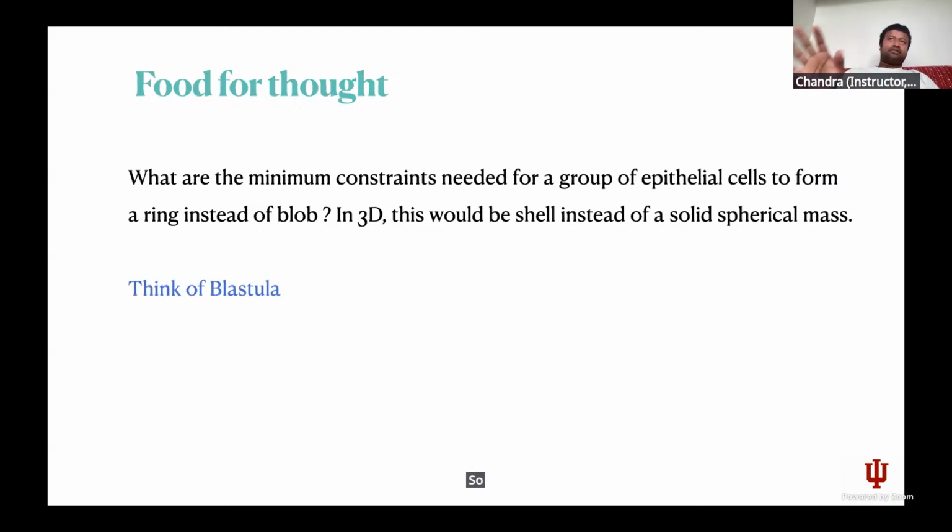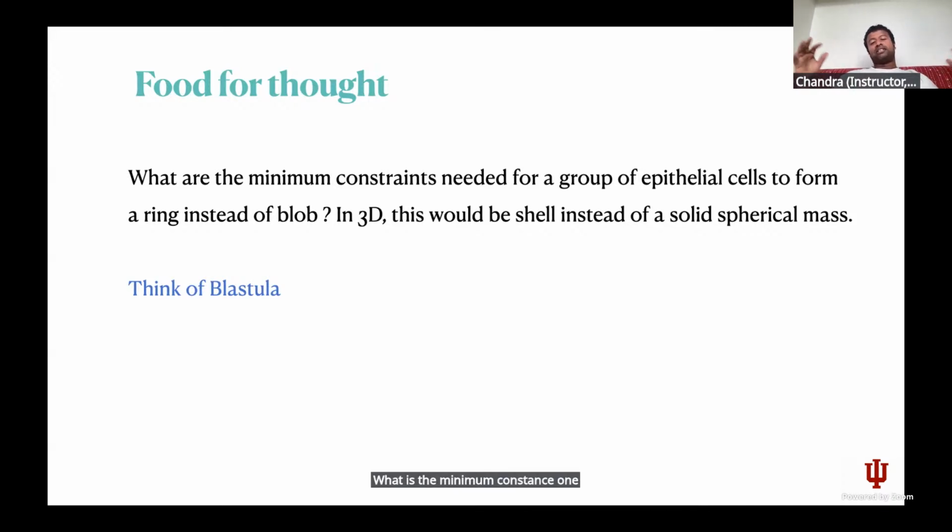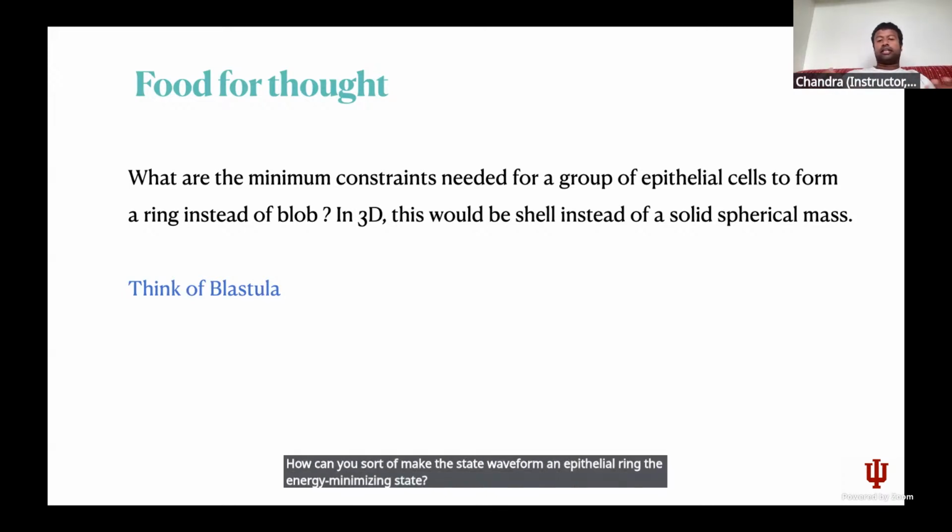Just as a minor digression, it's an interesting thing to think about: what is the minimum constraints one needs if you want a bunch of epithelial cells to form a ring instead of a blob? Of course, here I'm using something to enforce this shape, allowing only the kind of freedom that I wanted. But in general, if you have a bunch of cells, how can you make the state where they form an epithelial ring the energy minimizing state? Under what kind of constraints can you achieve this?